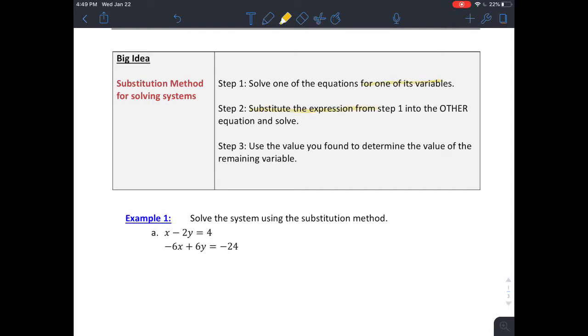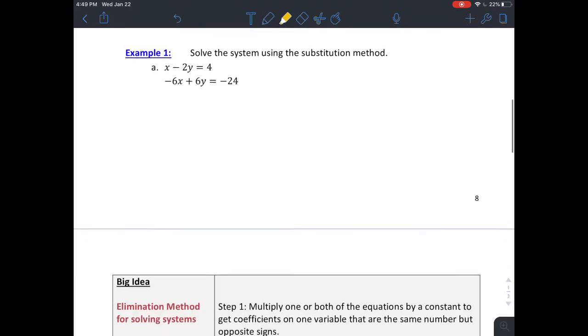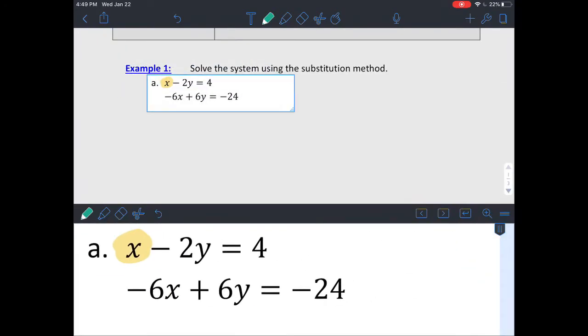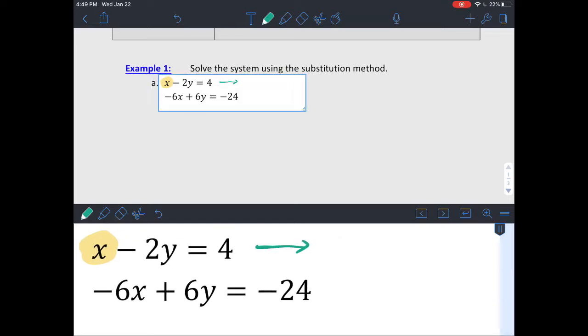So first, substitution. Pick one of your two equations and solve for one of your variables, and then substitute it into your other equation. Plug it back into the original and solve. So this one looks like it'd be easy to solve for x, so I'm going to solve this first equation for x by adding 2y to both sides. You could pick any variable to solve for, but it's best to go with which one looks easiest.